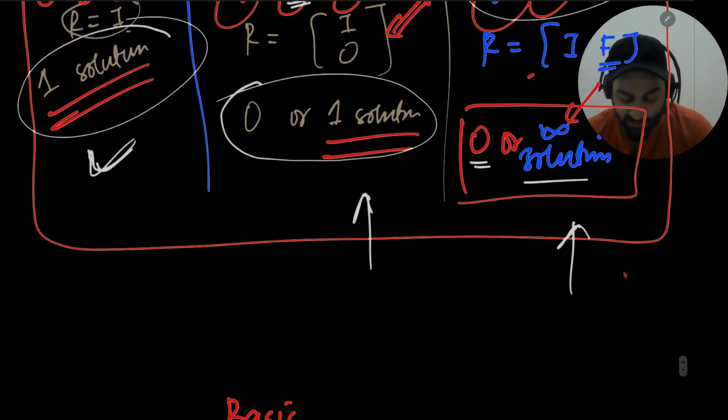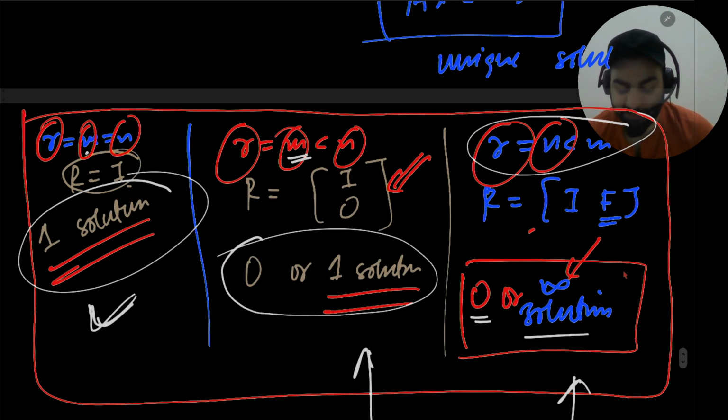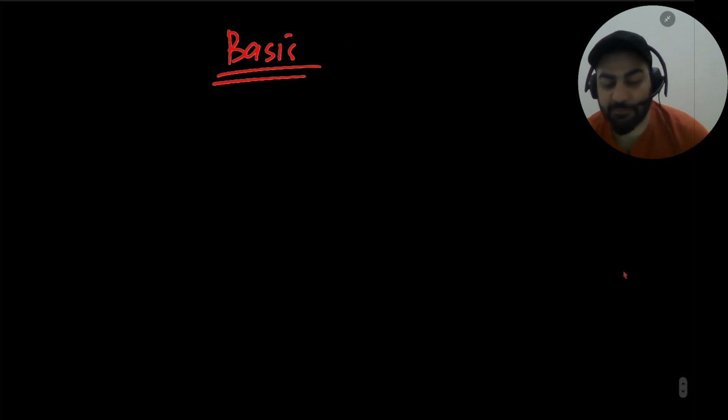So this whole lecture basically went to revision. Otherwise, I thought I'd cover this whole thing in 15 minutes. So what are basis vectors?